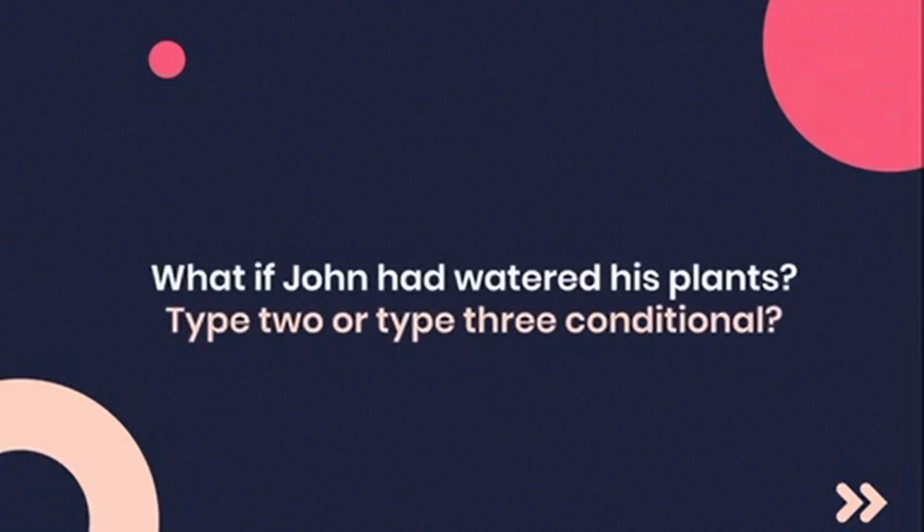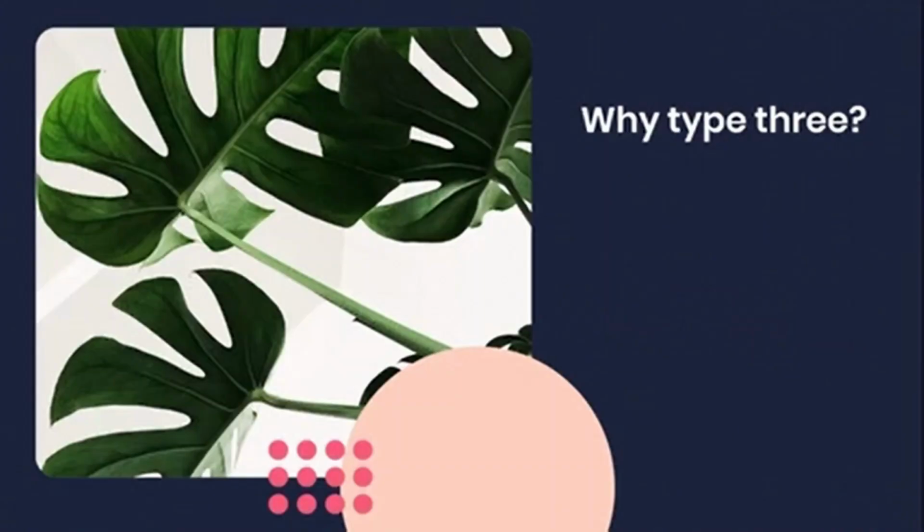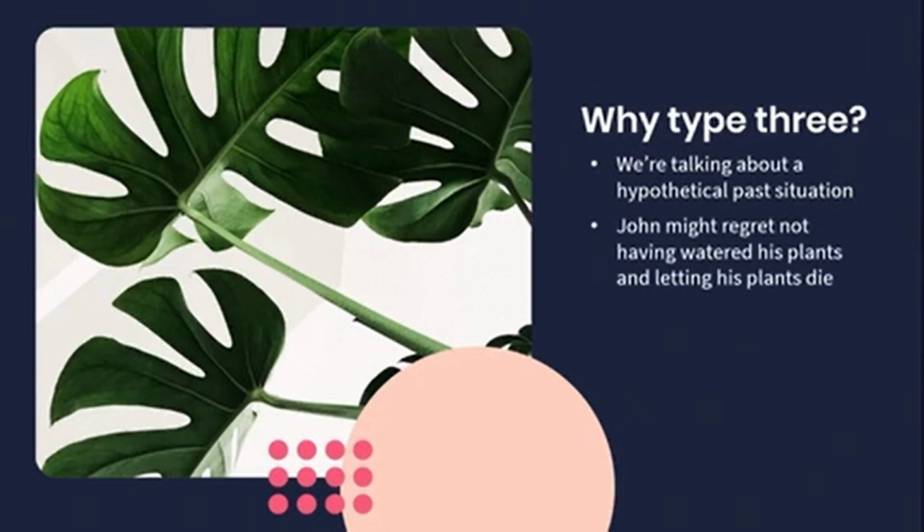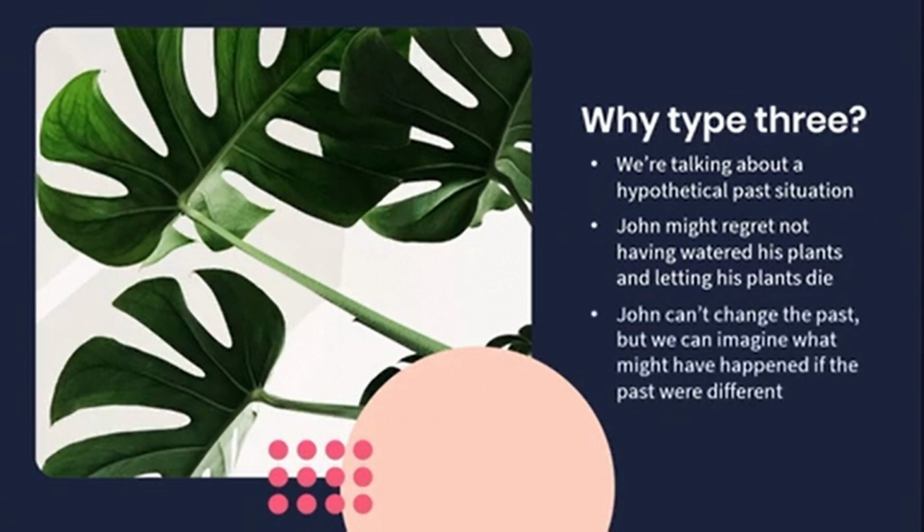Now let's go over to the next sentence. What if John had watered his plants? Is this the type 2 or type 3 conditional? It's the type 3 conditional. So why type 3? Well, that's because we're talking about a hypothetical past situation. John might regret not having watered his plants and letting his plants die. John can't change the past, but we can imagine what might have happened if the past were different.